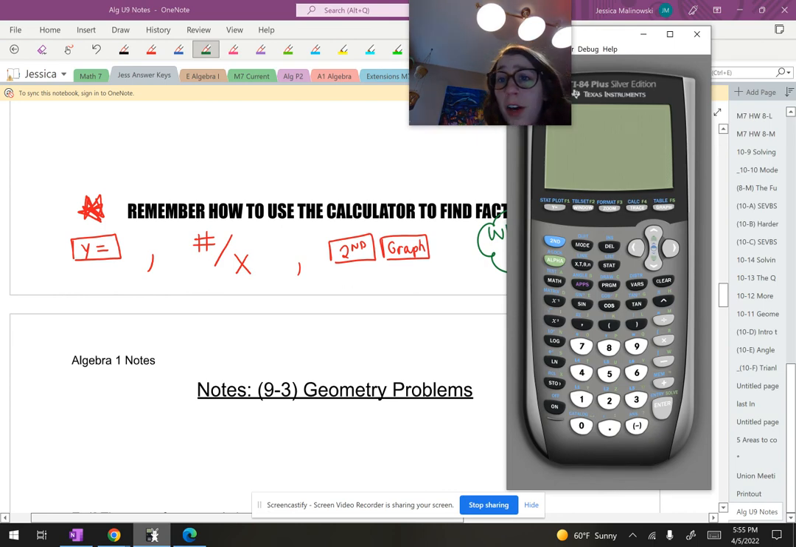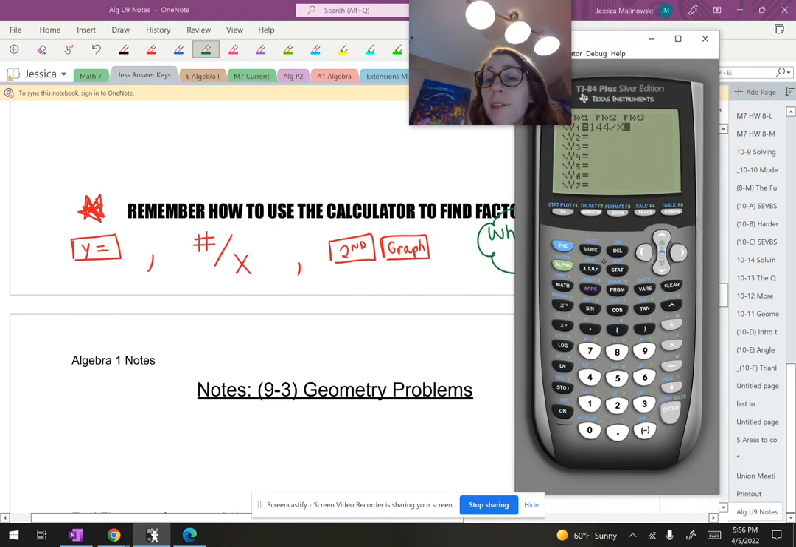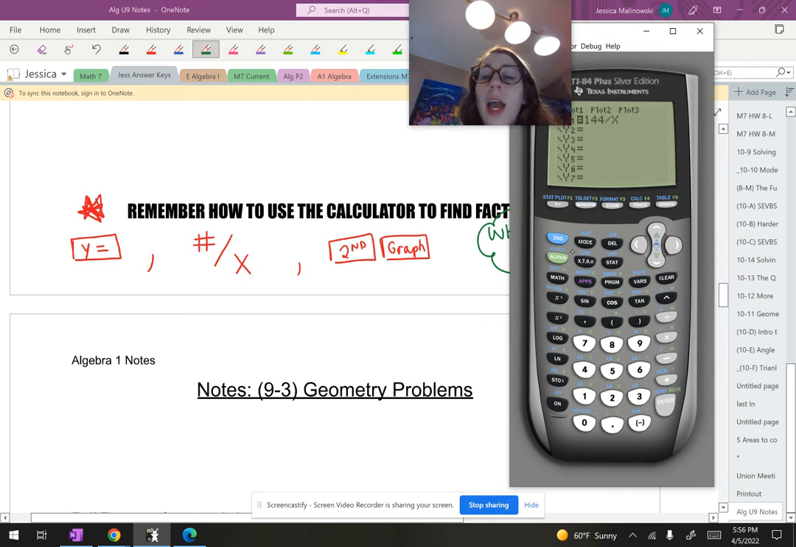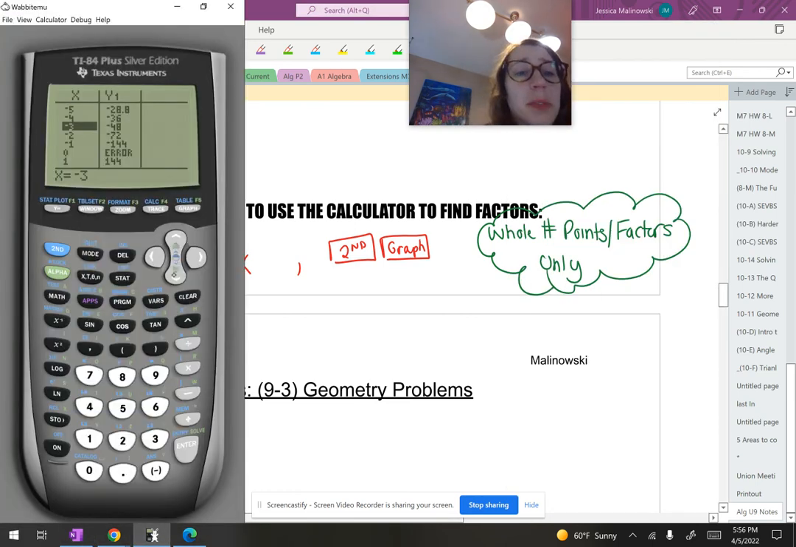I'll do a brief demonstration of that real quick, and then I will send you on your way. So, hitting y equals first, typing the number I want the factors of. Let's say I wanted the factors of 144. 144 divided by x, making sure you're using that variable button with the x, the t, the theta, and the n underneath the mode. Then you can hit second and graph, and that will take you to your table. Again, ignoring the negatives, just focusing on the positives.